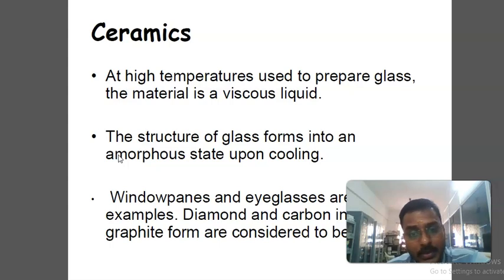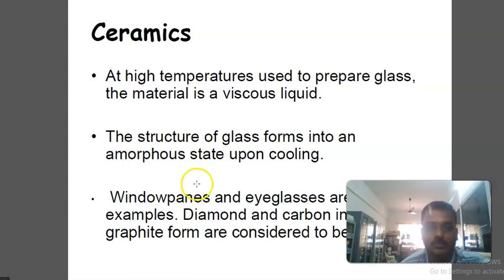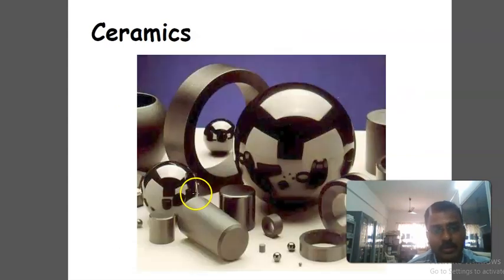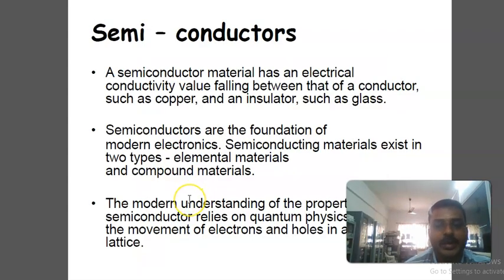At the high temperatures used to prepare glasses, the material is a viscous liquid. The structure of glass forms into an amorphous state upon cooling. Window panes and eyeglasses are important examples. Diamond and carbon in its graphite form are considered to be ceramics. This is about ceramics. Next one is the semiconductors.